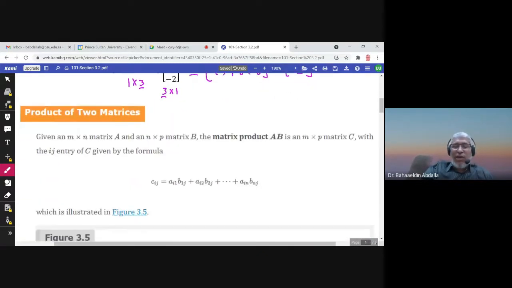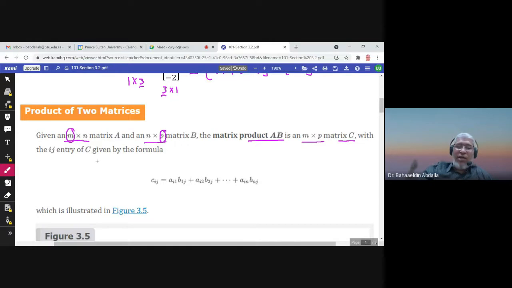Now, in general, if we have a matrix A of order m by n, okay, not 1 by n, m by n, and the matrix B of order n by p, not by 1, the product matrix AB will be of order m times p. So m times p. This would be the order of the new matrix C. And n has to be equal to n. The number of columns in A has to be equal to the number of rows in B.